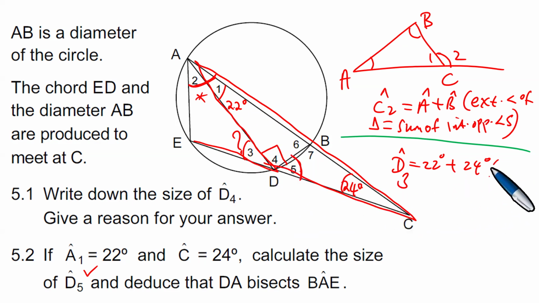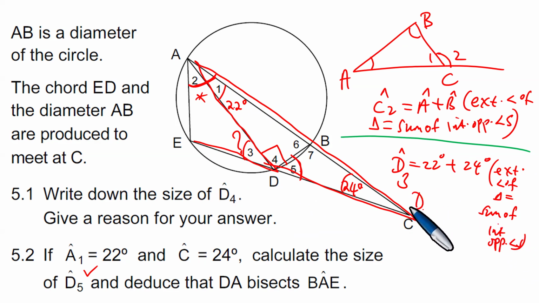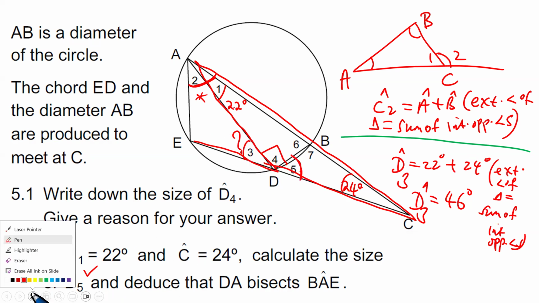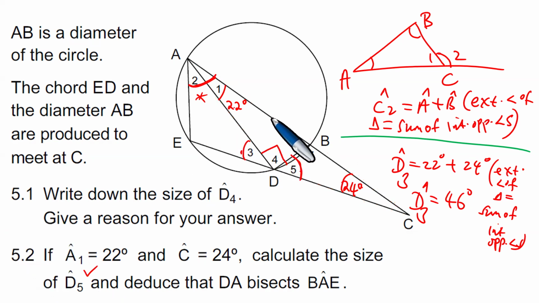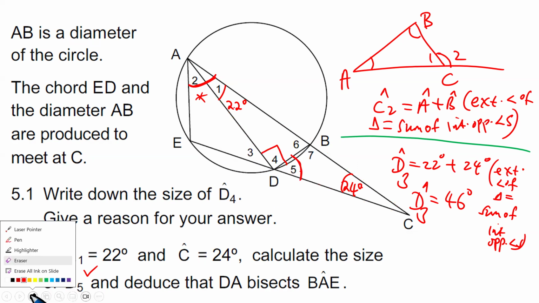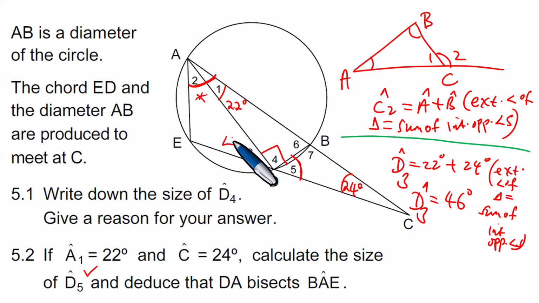Why? Because an exterior angle of a triangle equals the sum of the interior opposite angles. So what is angle D3, folks? It is exactly 46 degrees. So we're able to see that this angle here is actually 46 degrees.